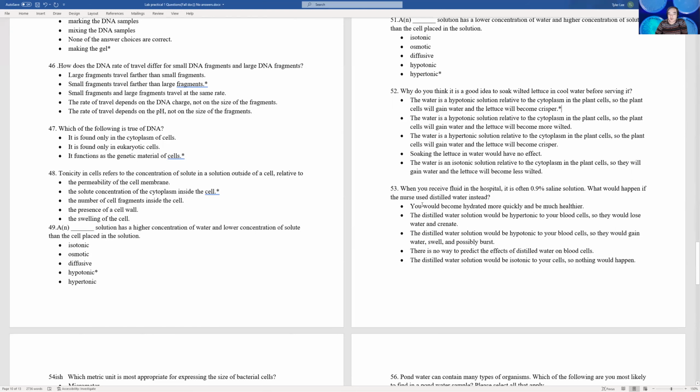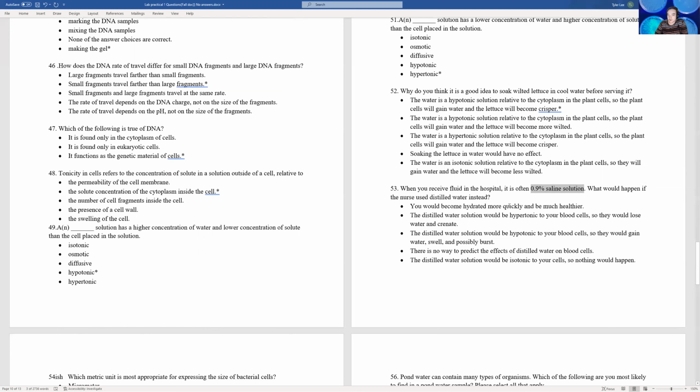All right, 53. When you receive fluid in the hospital, it is often 0.9% saline solution. What would happen if the nurse used distilled water instead? This 0.9% saline is at this very specific value for a very specific reason. When you're getting fluids intravenously, they're going to be in and around your red blood cells. For your red blood cells to function optimally, they need to maintain their shape. We don't want them to crenate or shrink, and we don't want them to swell or potentially burst. So this 0.9% is exactly what we need to maintain an isotonic solution so that they maintain their shape.